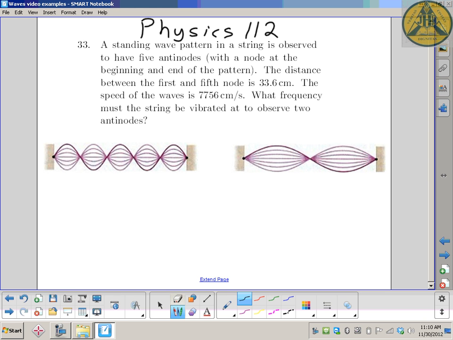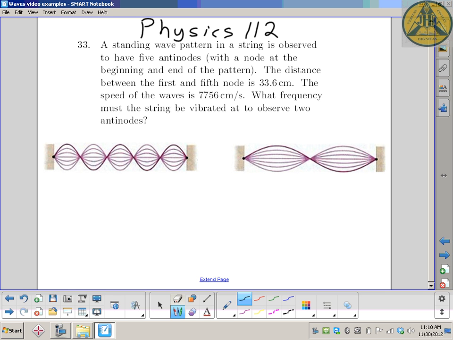So we're starting with the image here on the left, where there's 5 antinodes, and we want, within the same length of string, to vibrate it at a very specific frequency so we see the pattern of 2 antinodes. Before we get into all the math, the strategy is to figure out the frequency to see 5 antinodes, divide it by 5 to get the natural frequency, or 1 antinode, and then multiply it by 2 to get my answer.